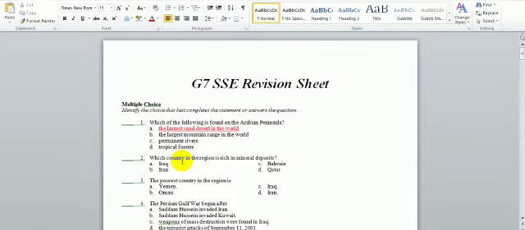Number 2, which country in the region is rich in mineral deposits? What do you think, guys? Yes, it is Iran. Actually, in Iran we can find minerals more than any other country in the region.